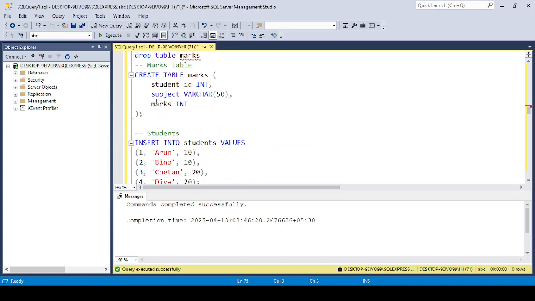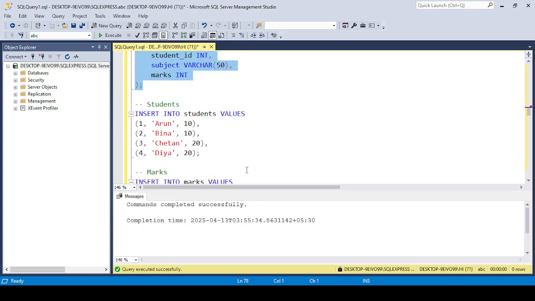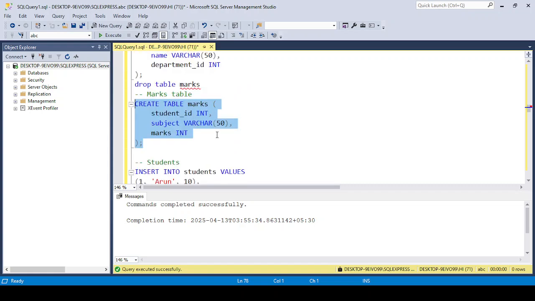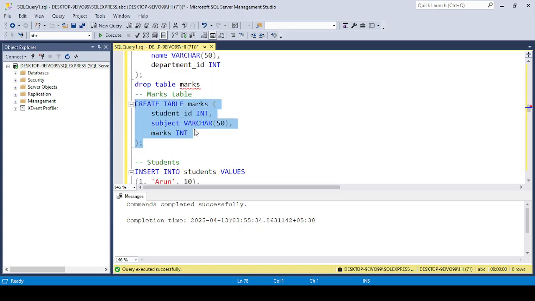Let us see a simple example of joins and aggregate functions. So here I have a students table and a marks table. The students table includes the student ID, name, and the department ID, and the marks table includes the student ID, the subject, and the marks.